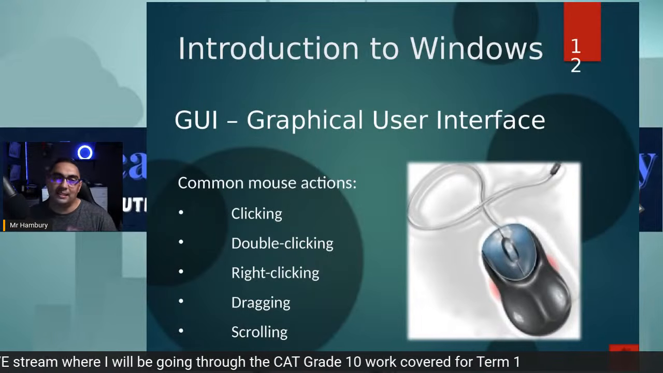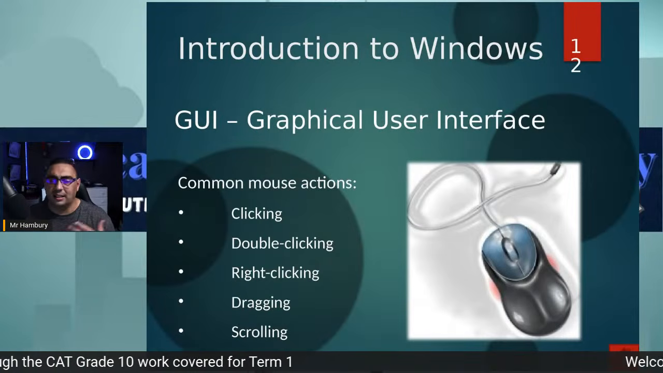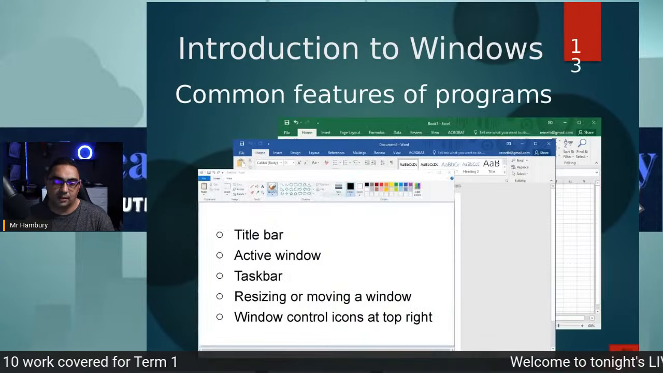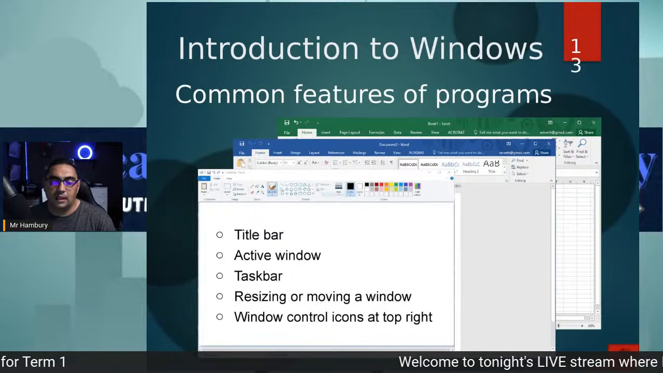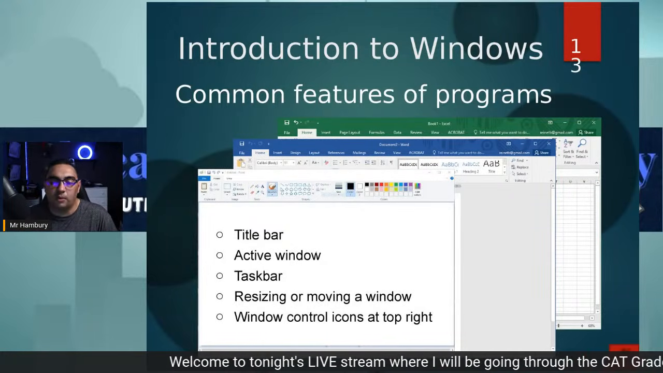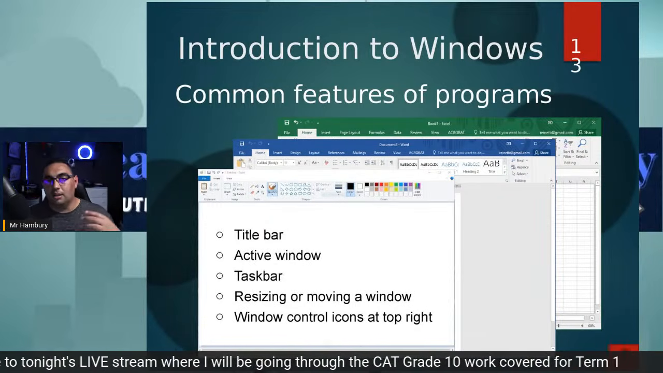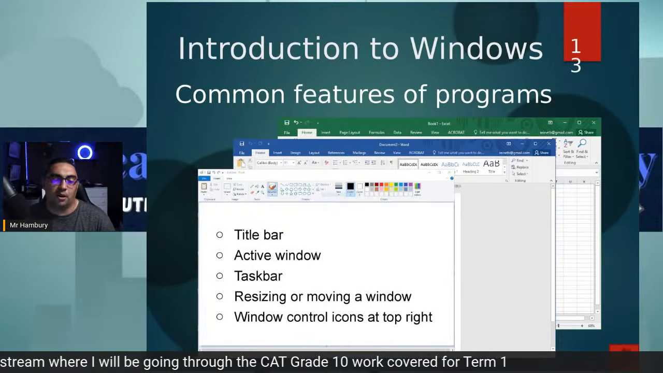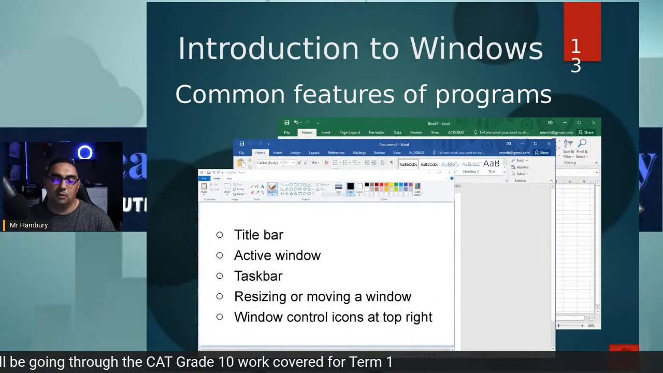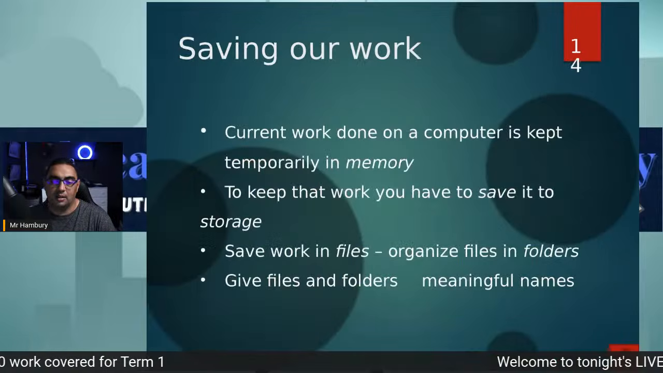On the mouse, please know at least one or two of those common mouse actions: left click, right click, dragging, all these different things. Then they begin to introduce us to the Windows environment, and they mention that there are some common features in programs. Please again know at least two of these. There are things like your title bars, active bars, task bars. You can resize a window, and I'll go through these things when I touch on the prac.